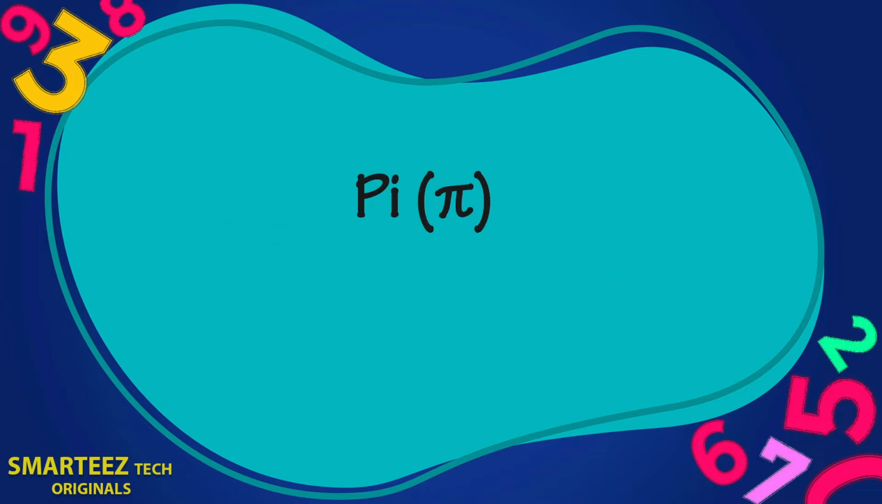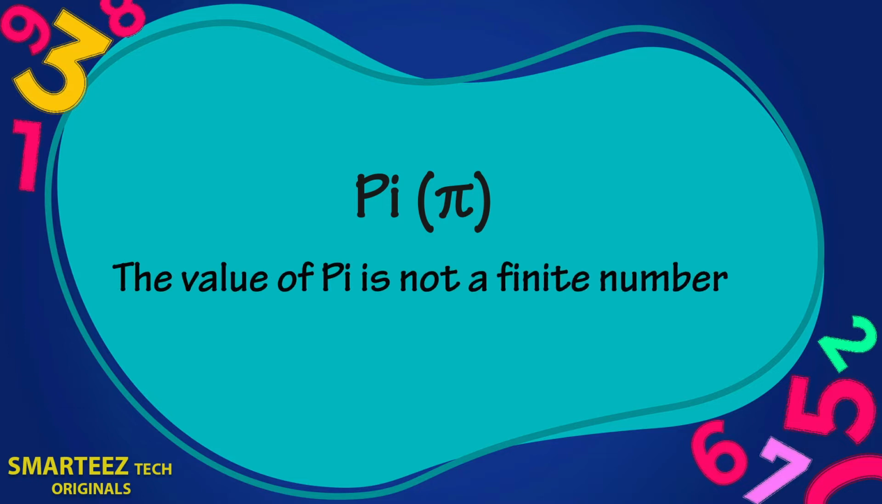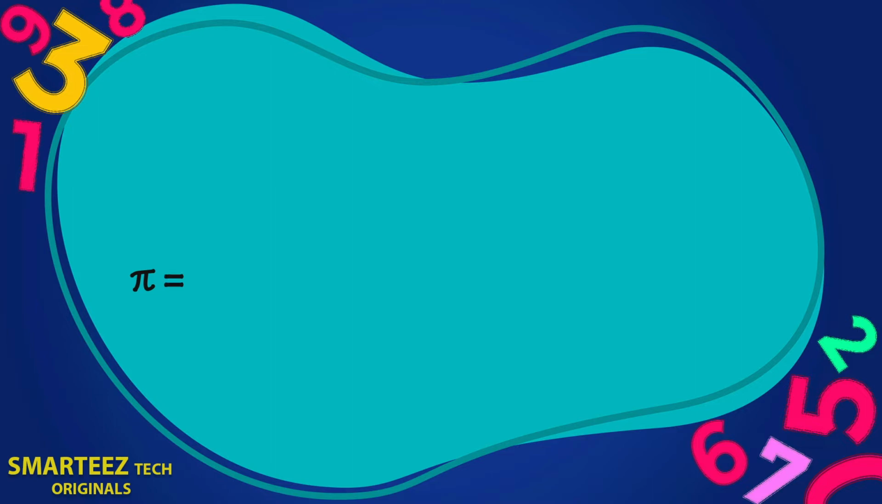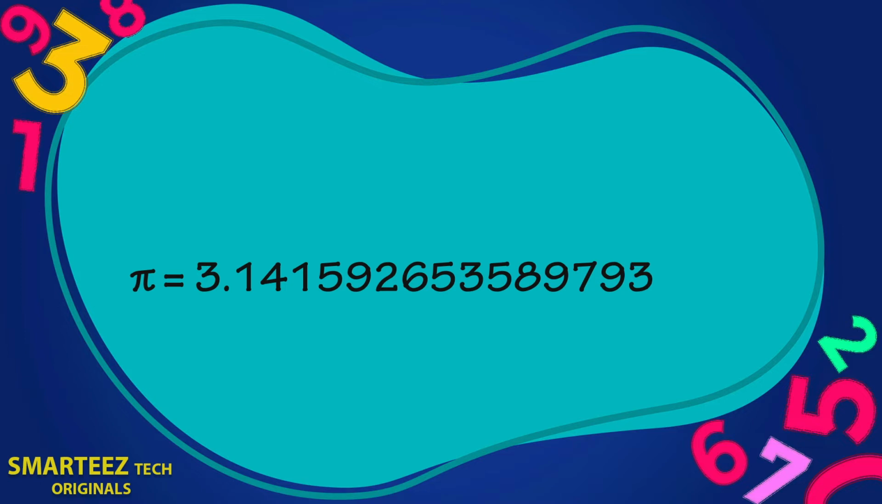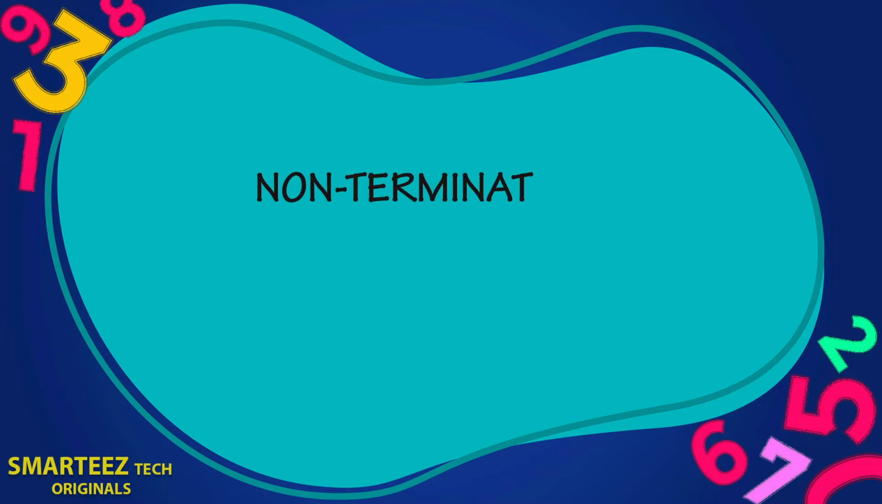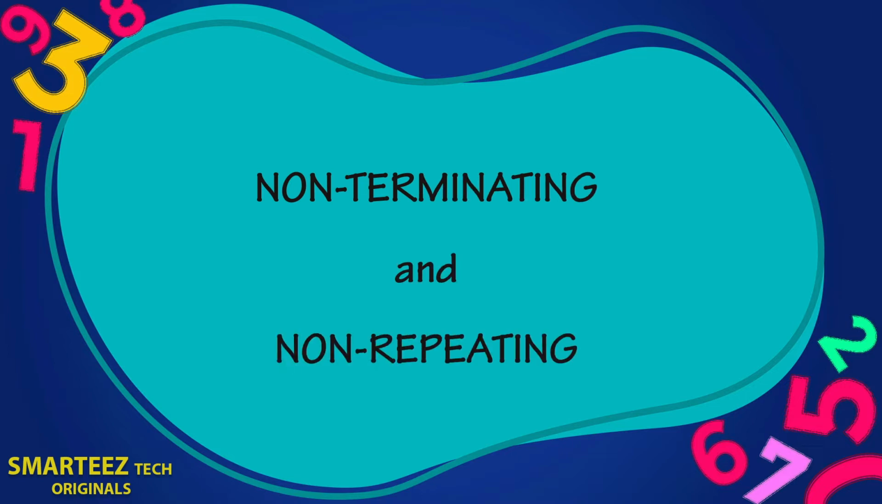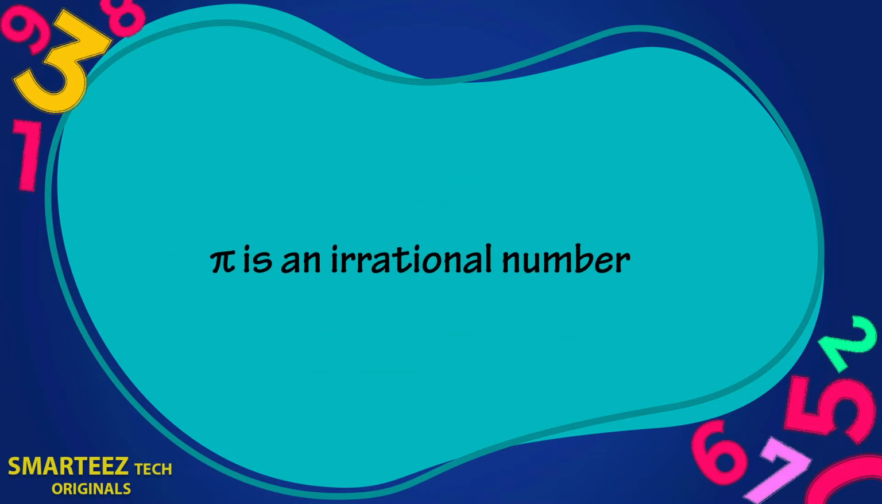Let's take the value of the popular number pi. The value of pi is not a finite number. The decimal places keep going indefinitely. I have just chosen to display only a few of those decimals here. So the value of pi here is 3.1415926535899793 ... It's obvious from the above the value of pi is a non-terminating and non-repeating number. So pi is an irrational number.